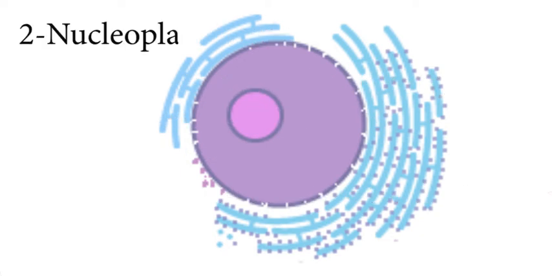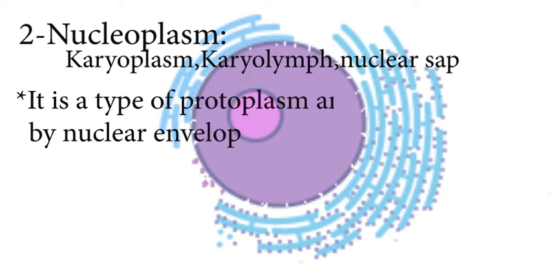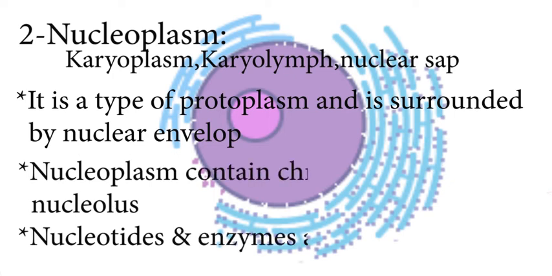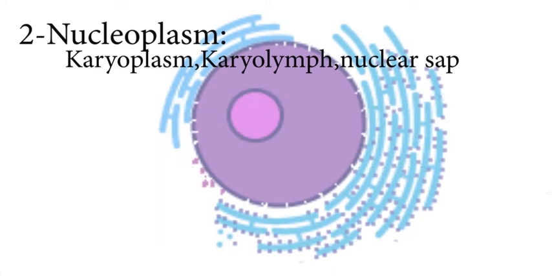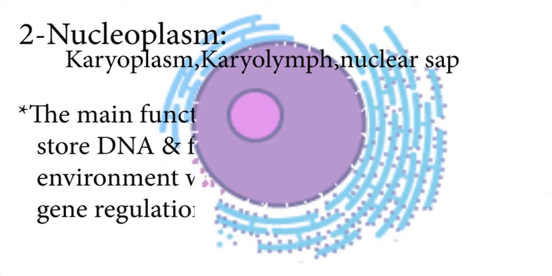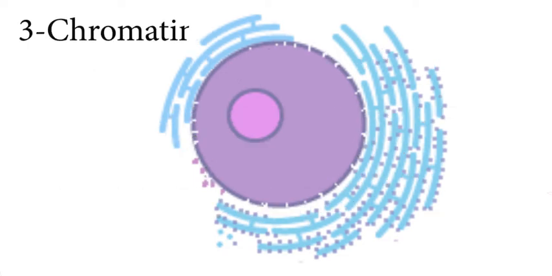Now we will move forward and discuss nucleoplasm. It is also known as karyoplasm, karyolymph or nuclear sap. It is a type of protoplasm and is surrounded by the nuclear envelope. Nucleoplasm contains chromosomes and nucleolus. Other structures like nucleotides and enzymes are also present. The main function of nucleoplasm is to store DNA and facilitate an isolated environment where transcription or gene regulation is carried out.